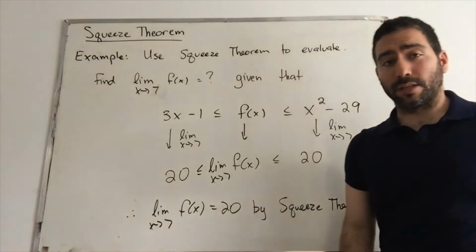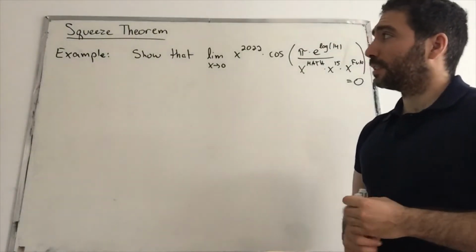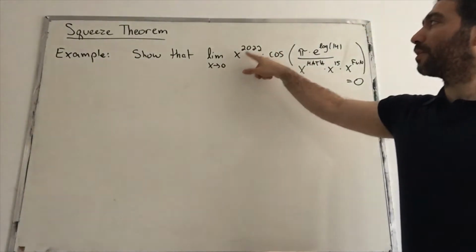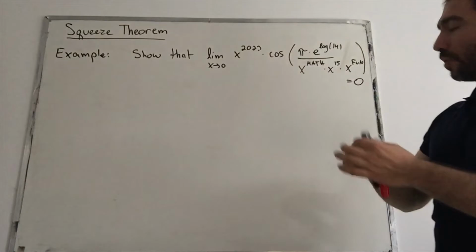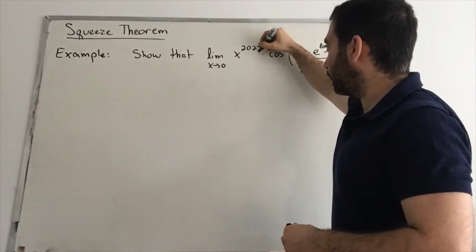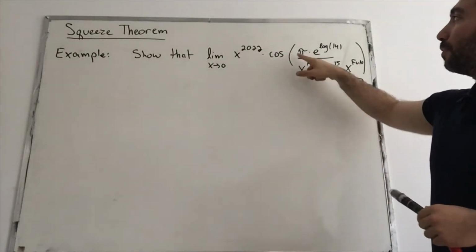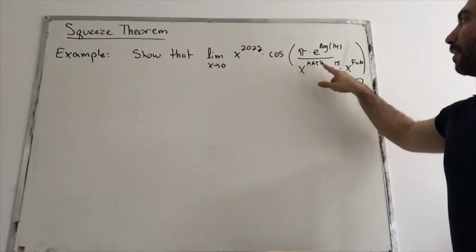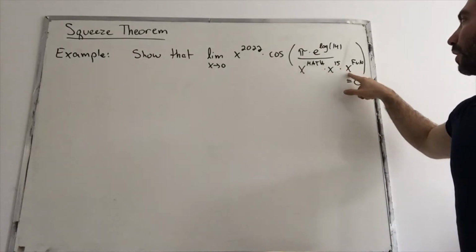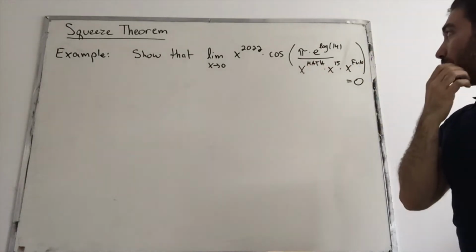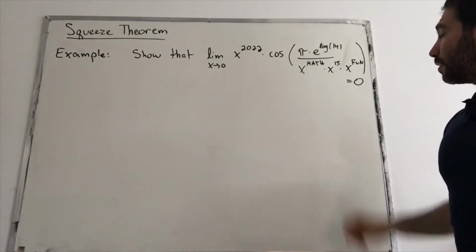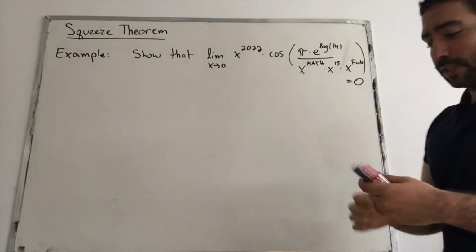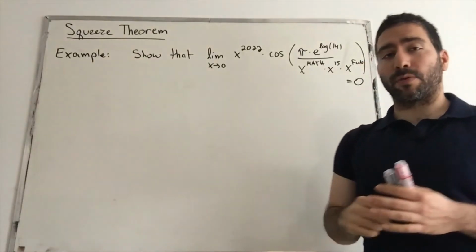Good. Let's take a look at another example. In this example here for squeeze theorem, it's asking us to show that the limit as x tends to 0 of x to the 2022 times cos of everything in this bracket, pi times e to the log of 14 divided by x, times some constants, assuming all these are constants, is equal to 0. So this is a very typical squeeze theorem problem.